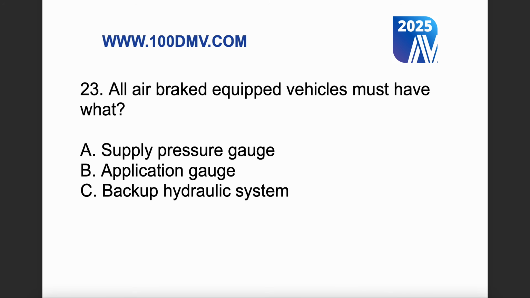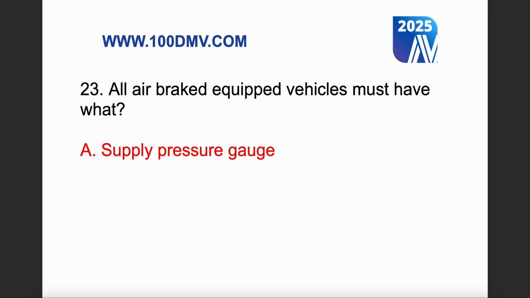23. All air brake equipped vehicles must have what? A. Supply pressure gauge. B. Application gauge. C. Backup hydraulic system. Correct answer A. Supply pressure gauge.